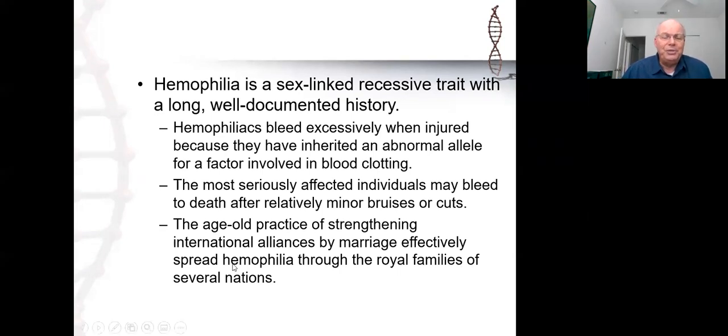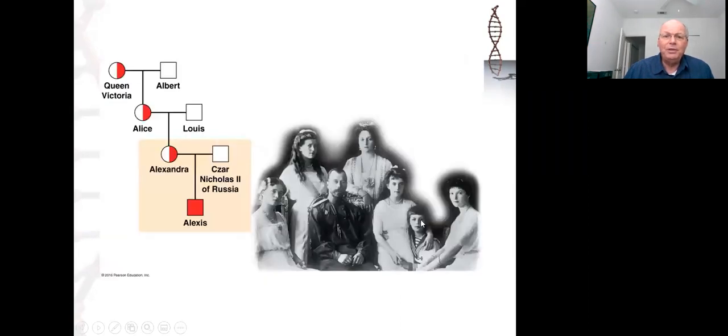And this originated, we think, with Queen Victoria, because it was the marriage of Queen Victoria's daughters into the royal families elsewhere in Europe that led to the appearance of hemophilia in the royal families of Europe, most notably into the Russian royal family. And so this is a picture of the last Tsar, his wife, and their kids. And this is Alexis, their only son and heir to the throne, and he was a hemophiliac.